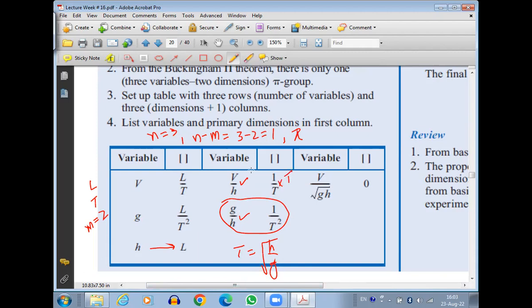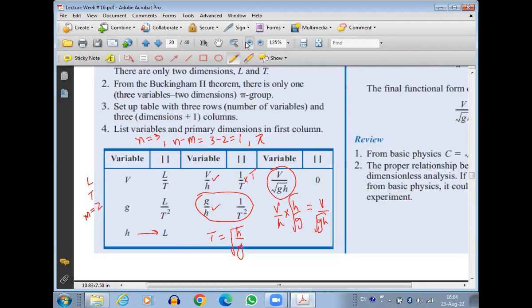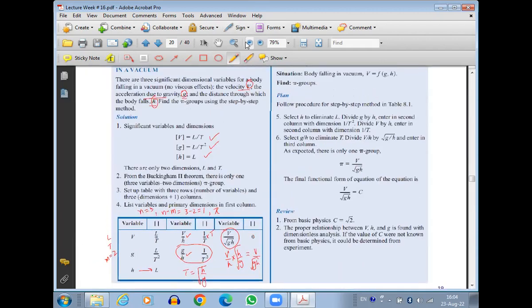Now if you want to eliminate T, you have to multiply by T. Multiply V by H by T, which is the square root of H by G, which will be equal to V. Now H is below and the square root of H is above, so they cancel each other because H is equal to root H into root H. So one root H is cancelled. It becomes V upon root of G H, and we get this thing here. It's up to you which one you want to use. So this is a step-by-step method for this simpler problem.